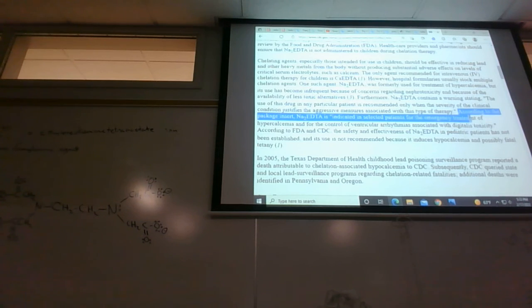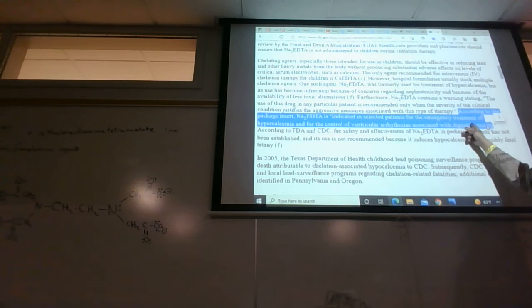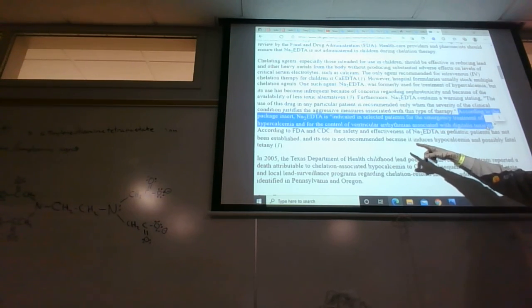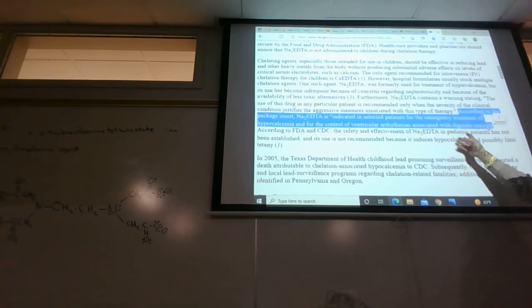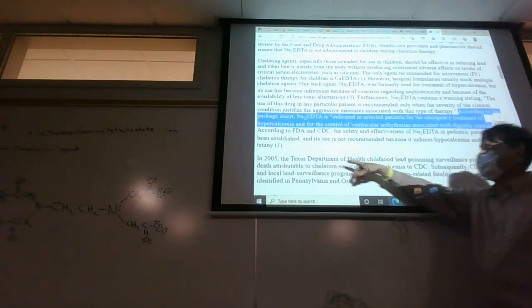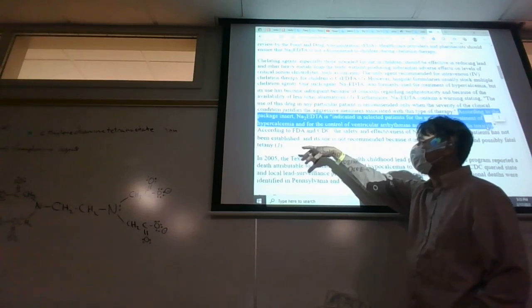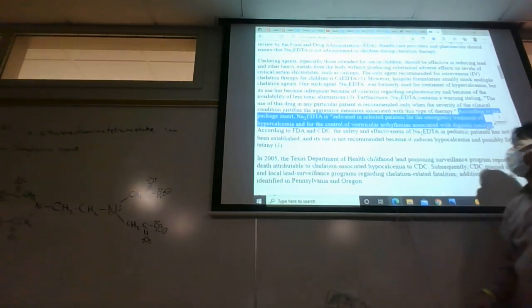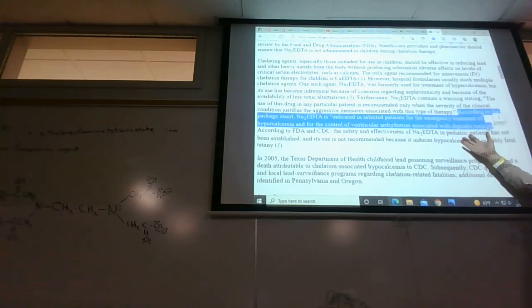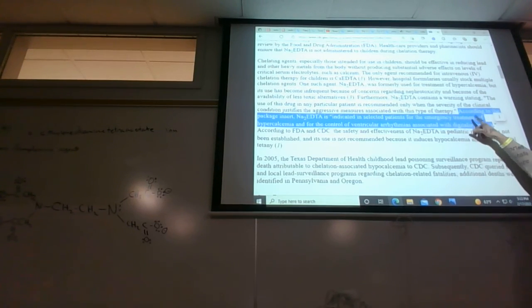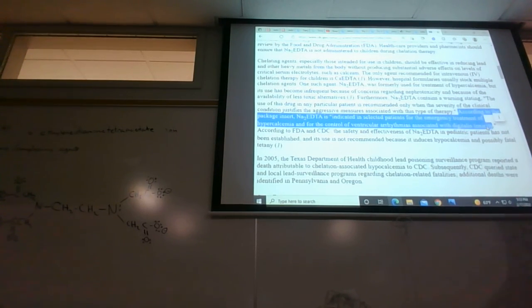So according to the package insert, sodium EDTA is indicated for selected patients for the emergency treatment of hypercalcemia and for the control of ventricular arrhythmias. Hypercalcemia is too much calcium. So EDTA can capture the calcium and lower your calcium levels too. But it can also capture lead. The sodium EDTA is not meant for children though.